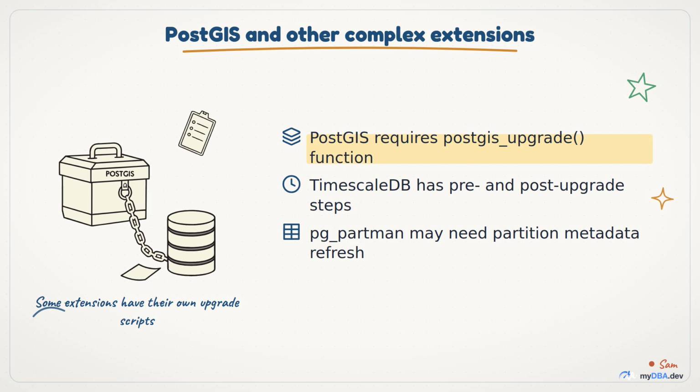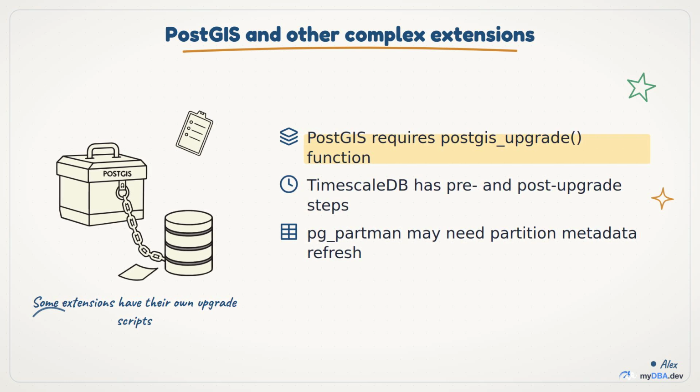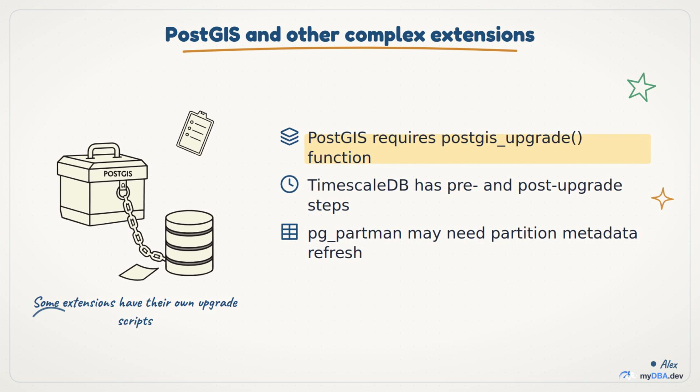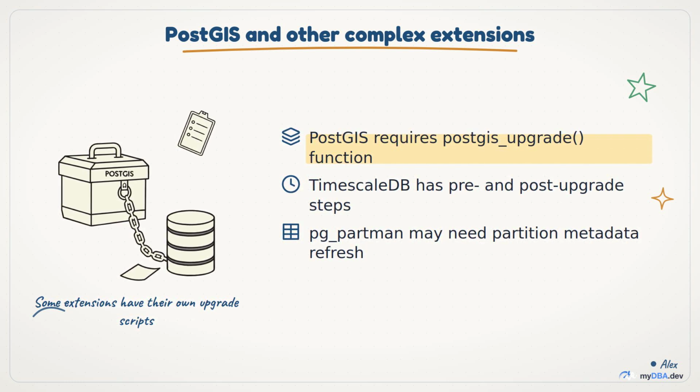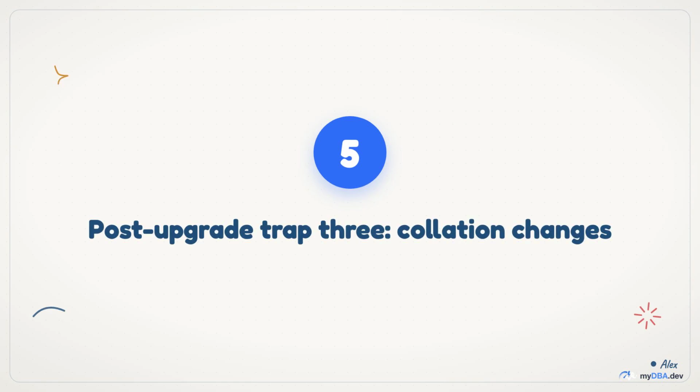So it's not just install the extension and go? Not for complex extensions. Always read the extension's documentation for the target Postgres version. Missing these steps can leave your extension in a broken state, and you won't find out until a query fails in production. The third trap is the sneakiest: collation changes.